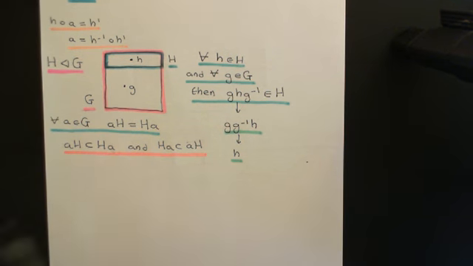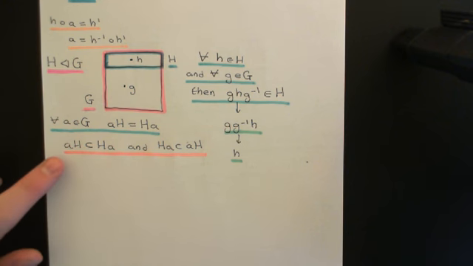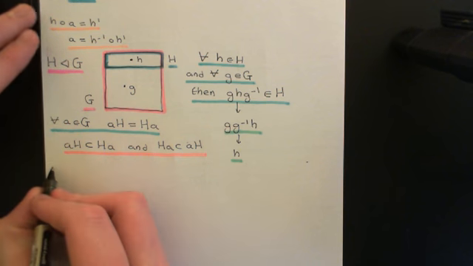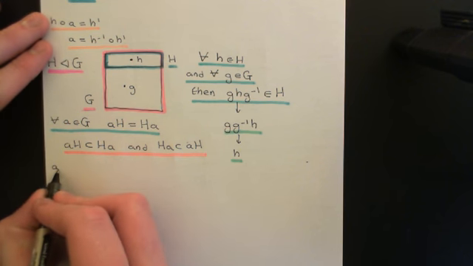So we'll start off with this one here. I want to show that if I take an arbitrary element in this set, the left coset of H under a, then I can find the same element in this set, the right coset of H under a. So how am I going to do that? Well, let's start by taking an arbitrary element in that set. We know what an arbitrary element in this set looks like.